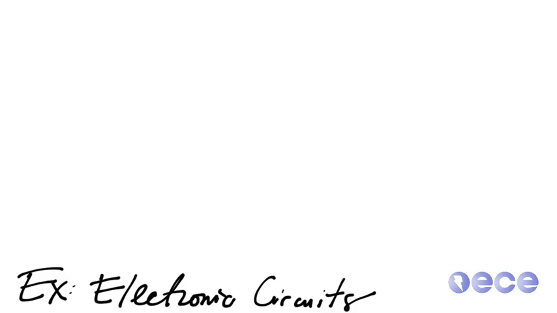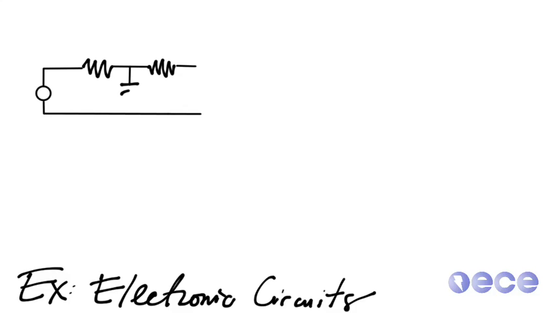Let's look now at an example of electronic circuits. How is it that we can model these circuits in such a way that we can later describe them with the equations of motion? So we'll begin first of all with the circuit. Here we have a couple of resistors, a capacitor or two, and we have some nodes that are open.